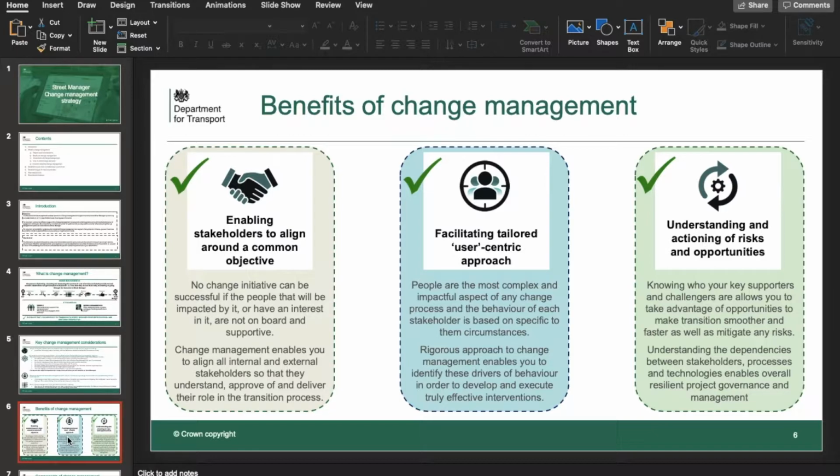The second benefit is that change management allows you to adopt a tailored approach centered around particular stakeholders. This delves into the detail and looks at individual circumstances, as each person is obviously going to be affected slightly differently to another. You want to make sure that you are altering your approach per stakeholder so you can best support them.